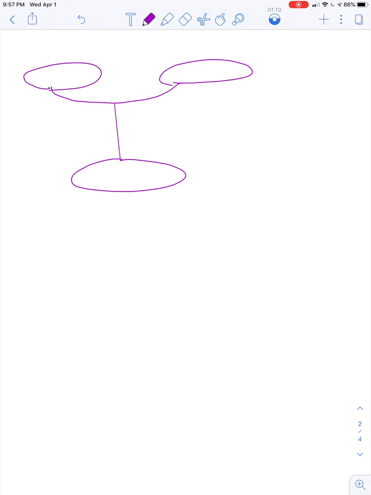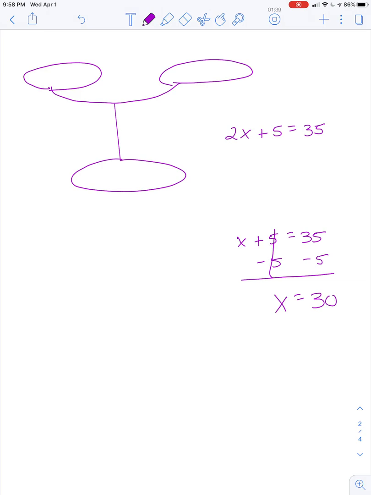But let's just say that we have an equation that looks like this. 2x plus 5 equals 35. Okay, this is a two-step equation. We've been looking at problems that might be like x plus 5 equals 35. And you know that we would subtract 5 from both sides, right? That's a one step. And then we can figure out what x is equal to by that one step, right? But here, we actually have two steps in our problem.